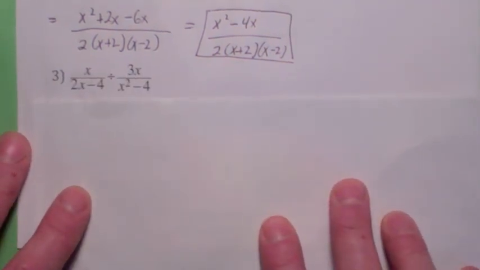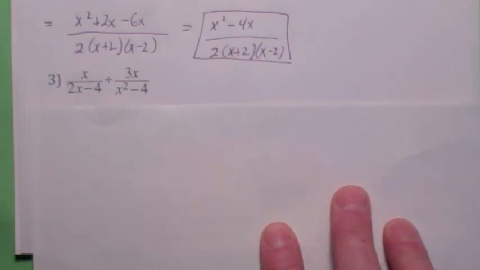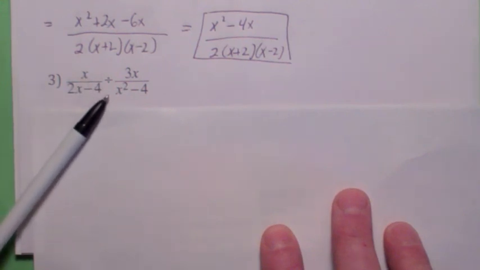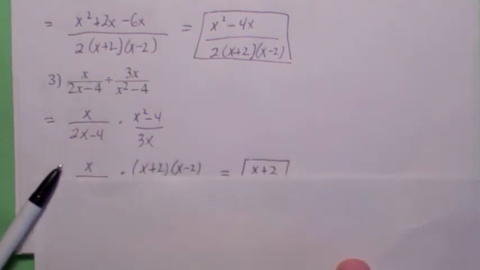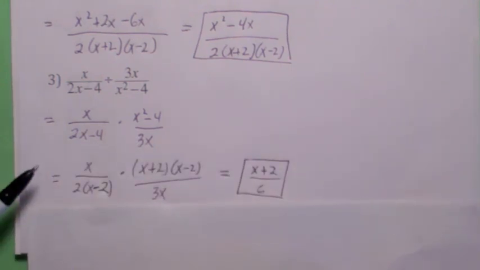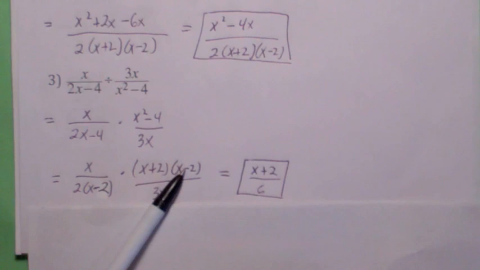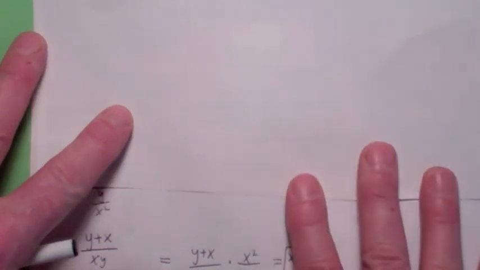So go ahead, hit the pause button, see if you can do this one. Okay, did you notice this is a division problem, which is good. Division is a lot easier than subtraction in general, isn't it? So you'd flip over the second one, it becomes a multiplication problem, and then all you have to do is factor everything. You factor the 2 out of here, you factor this as the difference of two squares. What can you cancel? I cancel an x minus 2, I cancel an x, so the final answer is x plus 2 over 6. Get the idea. See how we do move pretty fast here, so make sure you use that pause button.